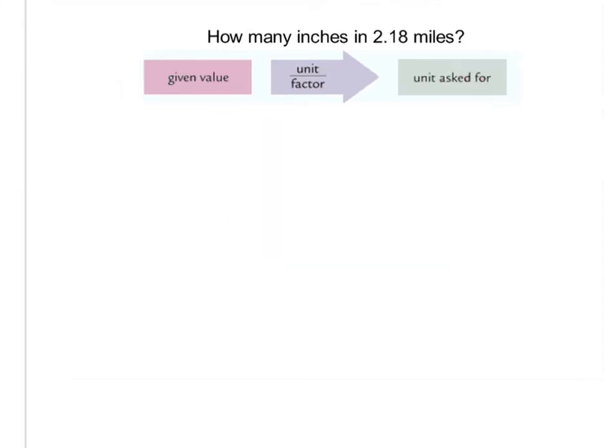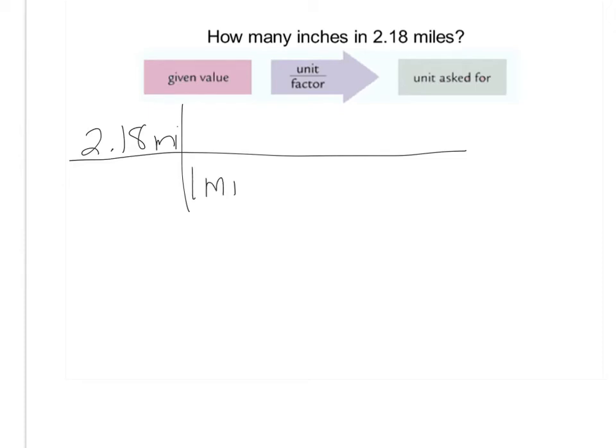How many inches in 2.18 miles? So I'm going to write down what they asked for, the given value, 2.18 miles. And then I'm going to make my little table. What do I know about miles? I know in 1 mile there's 5,280 feet. And so I want my miles to cancel out. So I'm going to put the 1 mile here, 5,280 feet. Now if you notice, I left this spot blank. A lot of times it will be blank. Sometimes we'll put stuff in there, but for right now it's going to be blank.